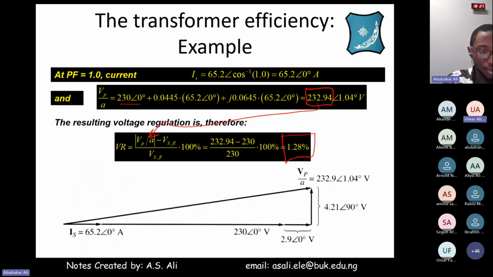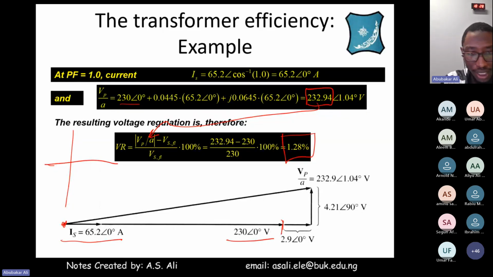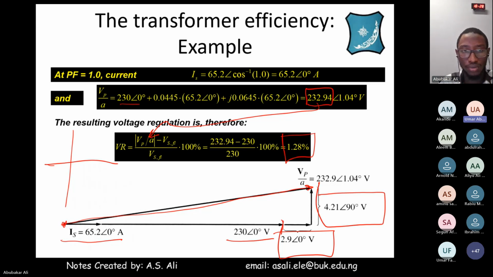You can draw the phasor diagram. We've discussed how to do that. You can draw your Cartesian axes, assuming this is the origin. IS and V are in the same direction, right? If you take some scale, this is 65, and this is 230 up to here. So this gives you your current. Then you can get VP over A, which is 232 angle 1.04. You can draw it in the equation, and you will see it is going to give you this. From the phasor diagram, you can see that you have two values, this one and this one. Each one is giving you some information regarding the losses.